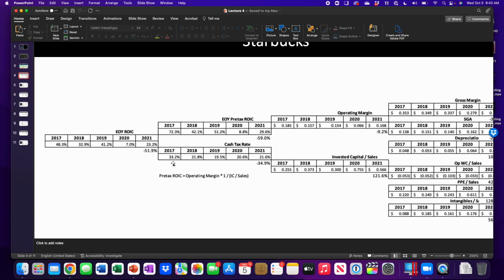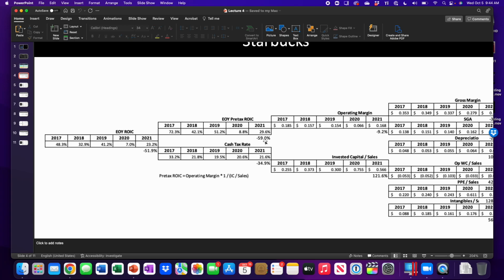It was because of the pre-tax ROIC. The operations of the business got worse. Right? Over that 5-year period, the pre-tax ROIC in 2017 was 72.3%. In 2021, it was 29.6%. That's a 59% decline in the pre-tax ROIC. Okay? So why did Starbucks operating ROIC from the operations get worse?